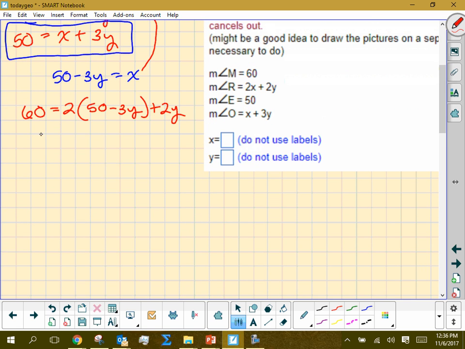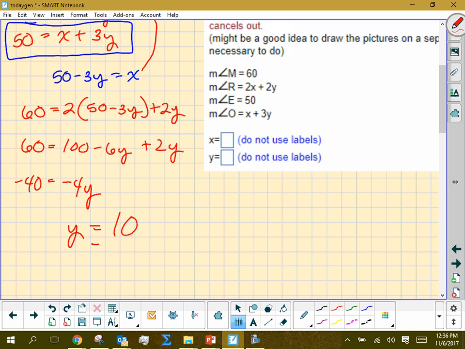All right, do my distributing process there. I get 60, I get 100 minus 6y plus 2y. Move my 100 over, gives me negative 40. Combine my negative 6y and my 2y, gives me negative 4y. Now what's y got to be? The same 10 we found using elimination, right?